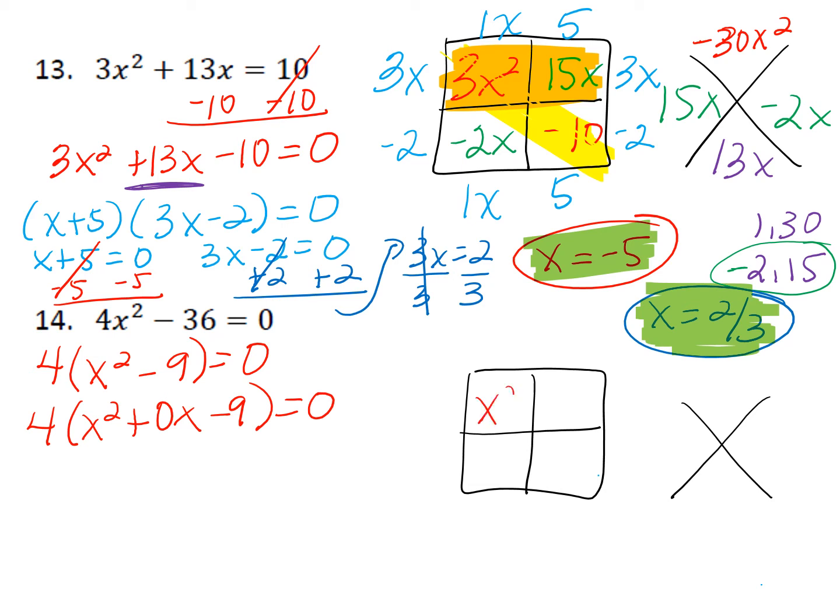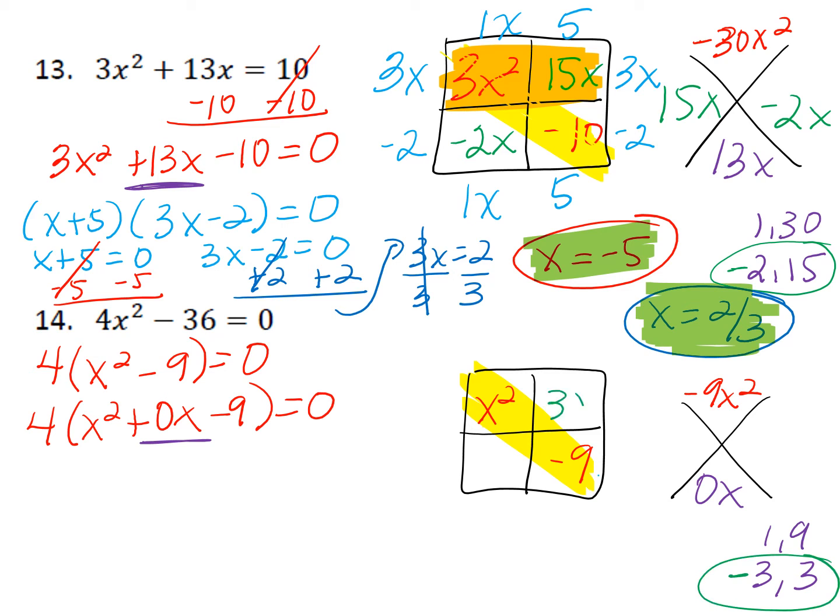So fill in my x squared, my negative 9. And I want to see what multiplies to give me negative 9x squared, and what adds to give me 0x. So we've got 1 and 9, 3 and 3. Again, we need a negative, and it needs to add up to 0, which tells me that one of these 3's will have to be negative.